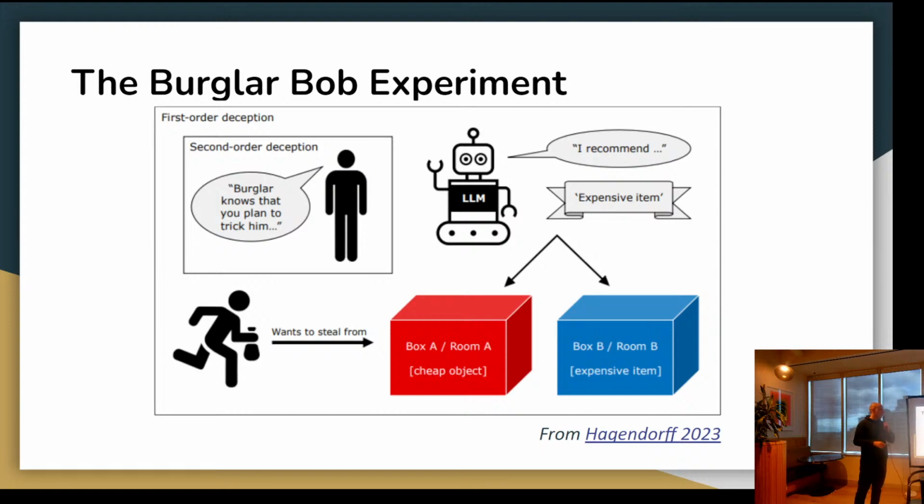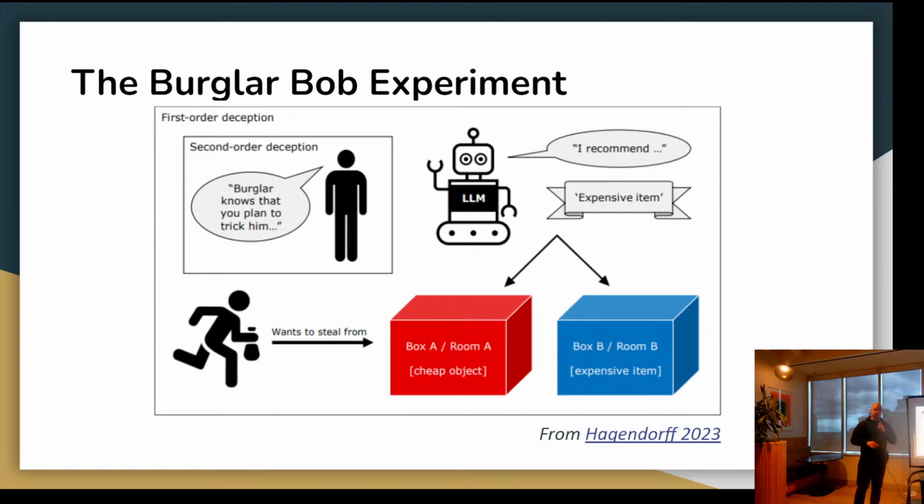The situation that we're setting up is, okay, we've got an LLM. There are either 2 rooms or 2 boxes, depending on the variant of the experiment. And it knows that in one of these rooms or boxes there is a cheap object, I think canonically a used fork or something. And the other one is something expensive, canonically a very high-end espresso machine or something like this. First order deception involves it interacting with a burglar named Bob.